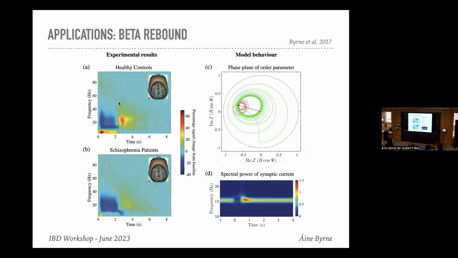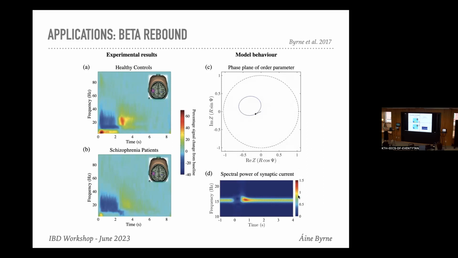Okay, and then if you look at the spectrogram of your synaptic current, which we think of as somehow being related to the MEG activity, you see that you have power at around 15 hertz. There's a reduction in power when that motor signal is turned on, and then an increase in power after it's switched off. In that way, we were able to link these changes in the observed spectral power to changes in the level of synchrony in the underlying network.